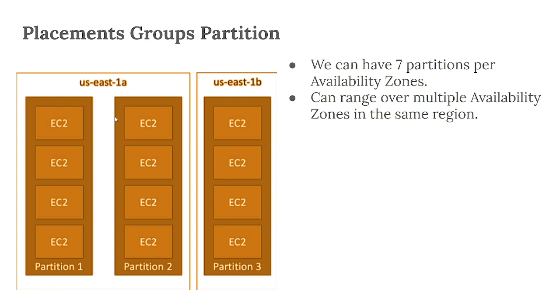You can see on partition 1, we have 4 instances. In partition 2, we have 4 instances. Partition 3, we have 4 instances. We can take as many as we can. So in the first one I have 4, second one 4, 4, and so on.